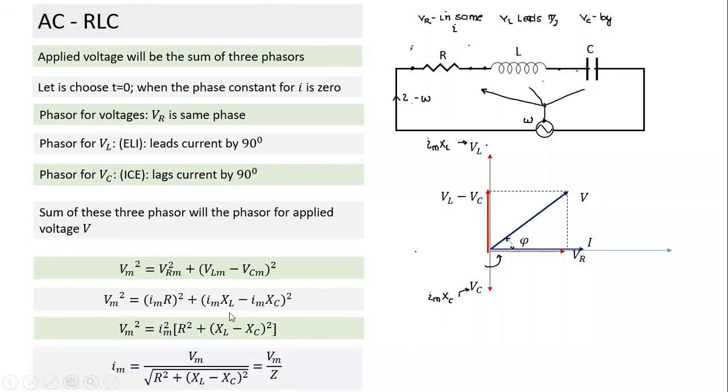So what is Im here? Im is equal to Vm divided by this term in the denominator. And this term we have already defined. We call this term impedance. It's a combination of resistance and reactance. What is impedance? Impedance is a combination of resistance and reactance, and this is the value of impedance Z, and this is what the formula is.